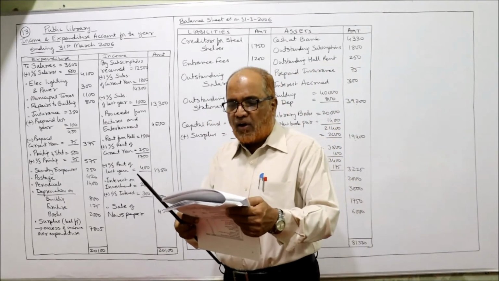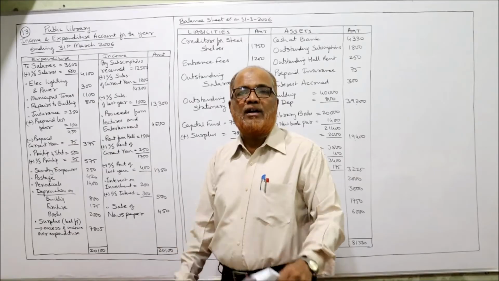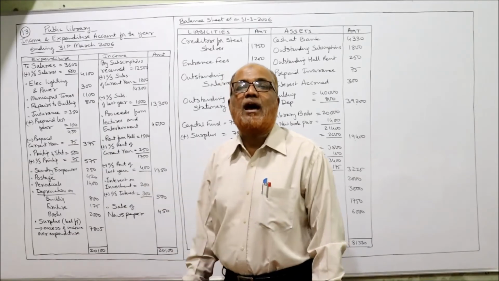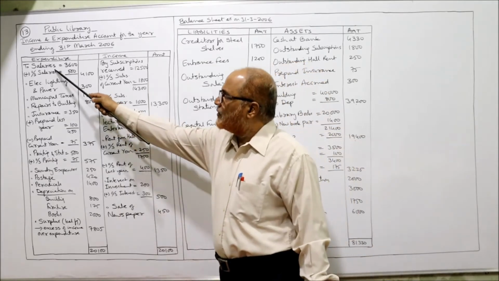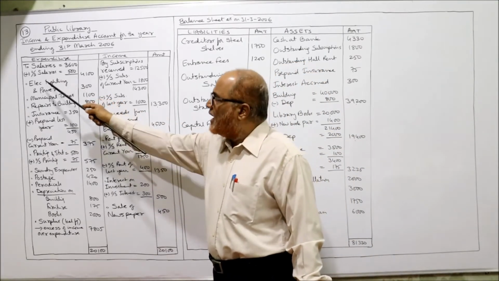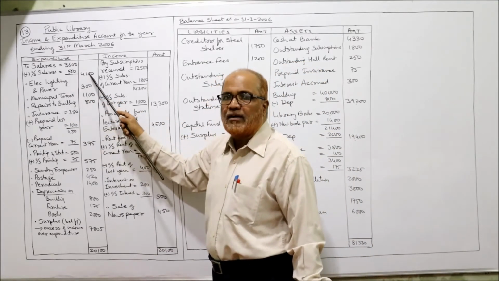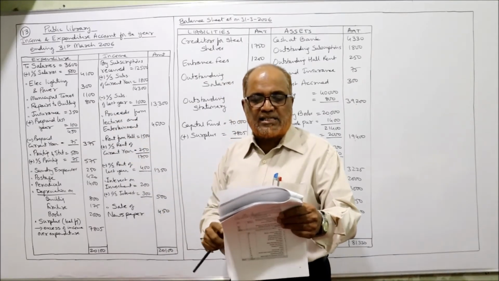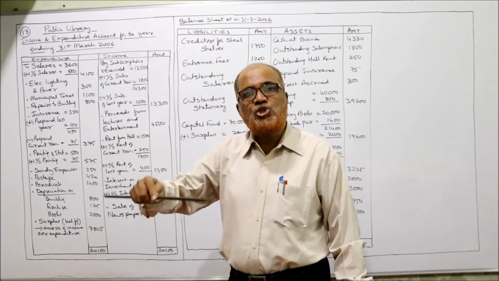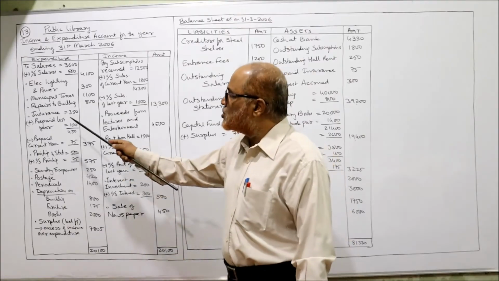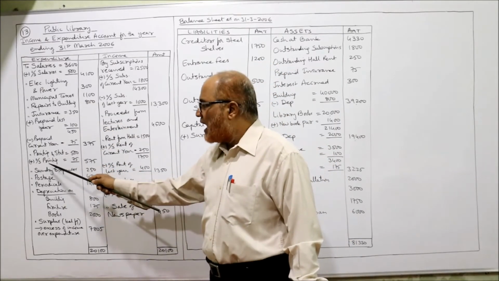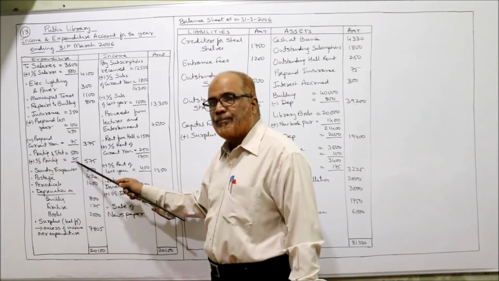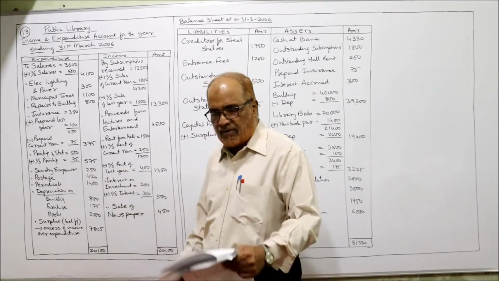Next item is, there are also owing for salaries 500. Owing for salary means salary outstanding. Outstanding salary will be added to salaries. Salary paid 3600, add outstanding salary 500. Next, and stationery 75. Outstanding stationery, add to stationery. You can see here printing and stationery 500 paid, add outstanding printing 75, total 575.